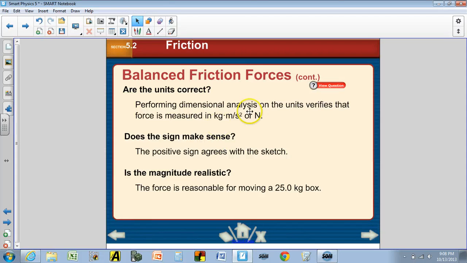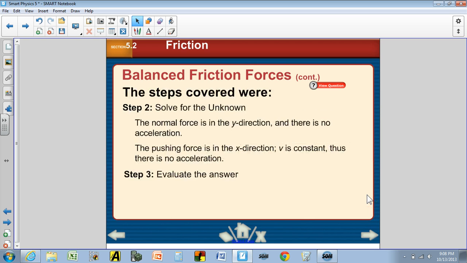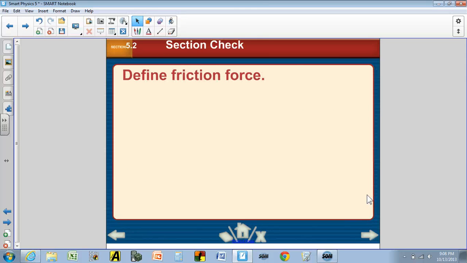And so are the units correct? Yep. We want it in newtons. Do the signs make sense? Yep, they agree with the sketch. And is the magnitude reasonable? Yeah, it's pretty reasonable for a 25 kilogram box. So, we're done.